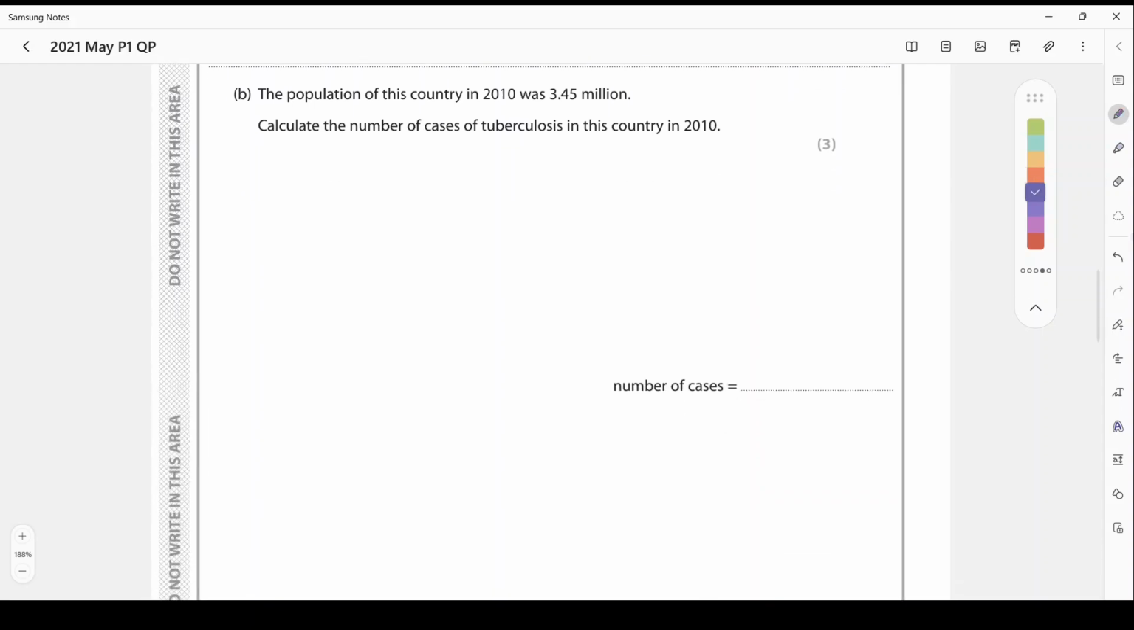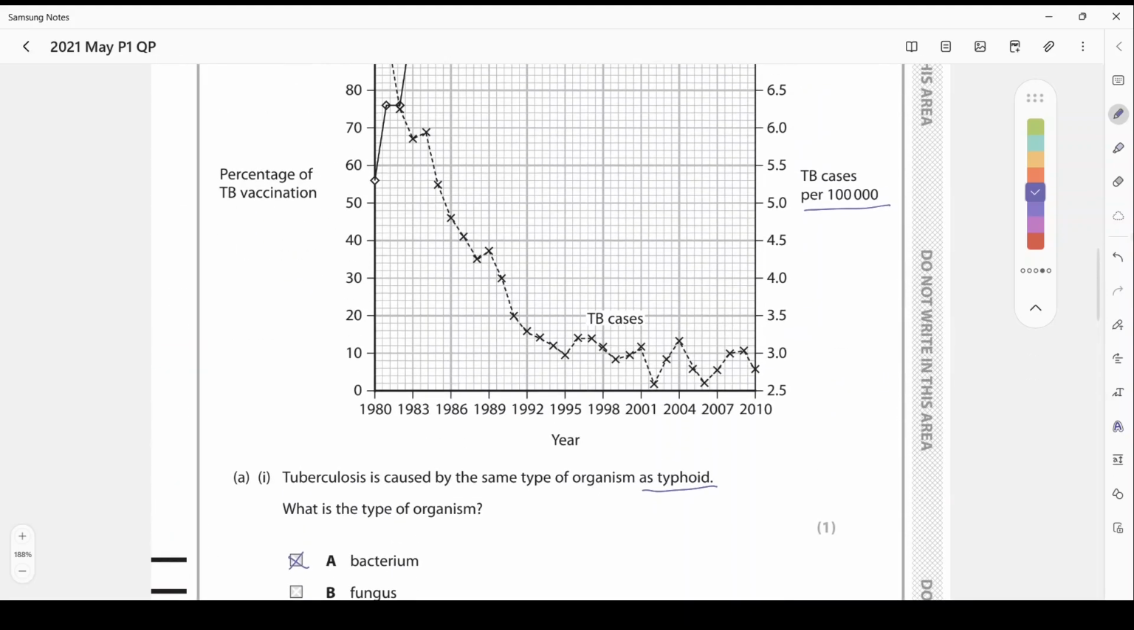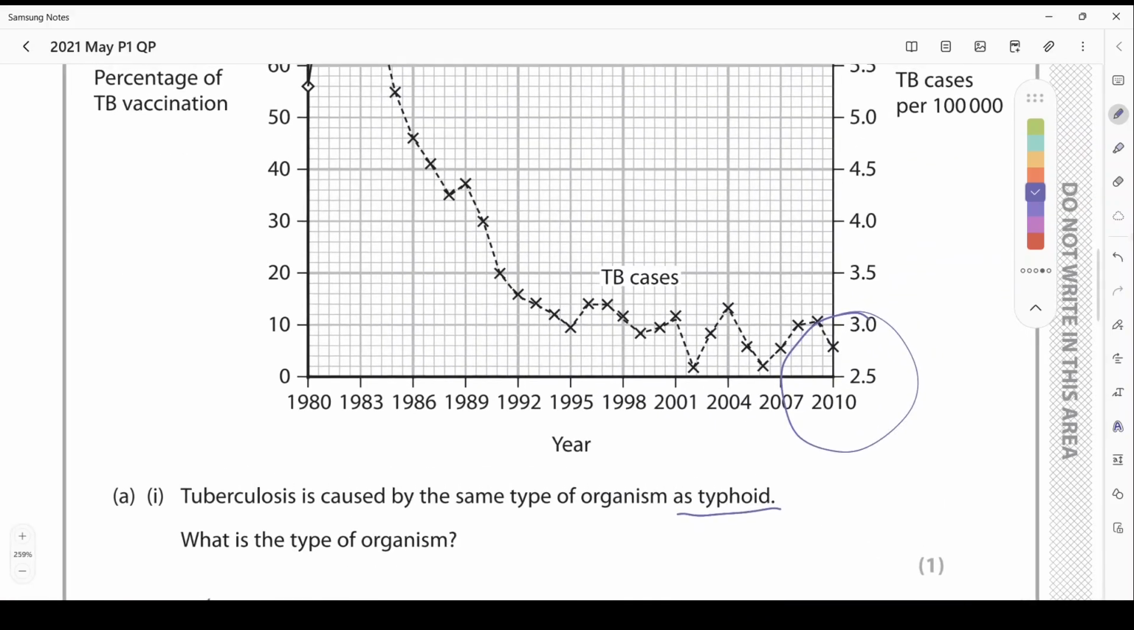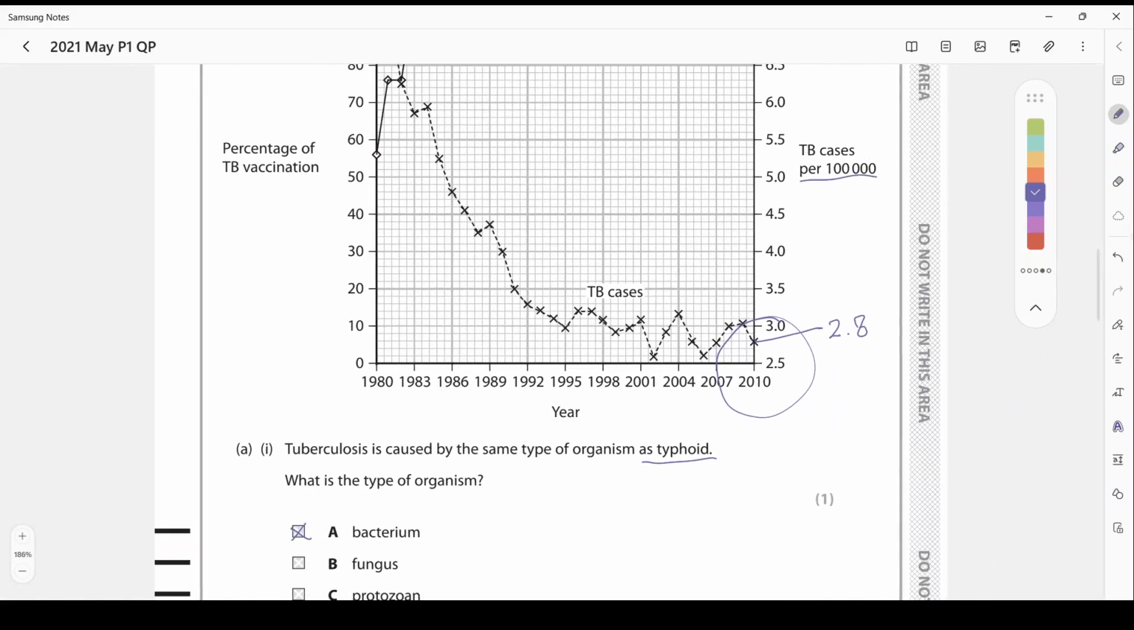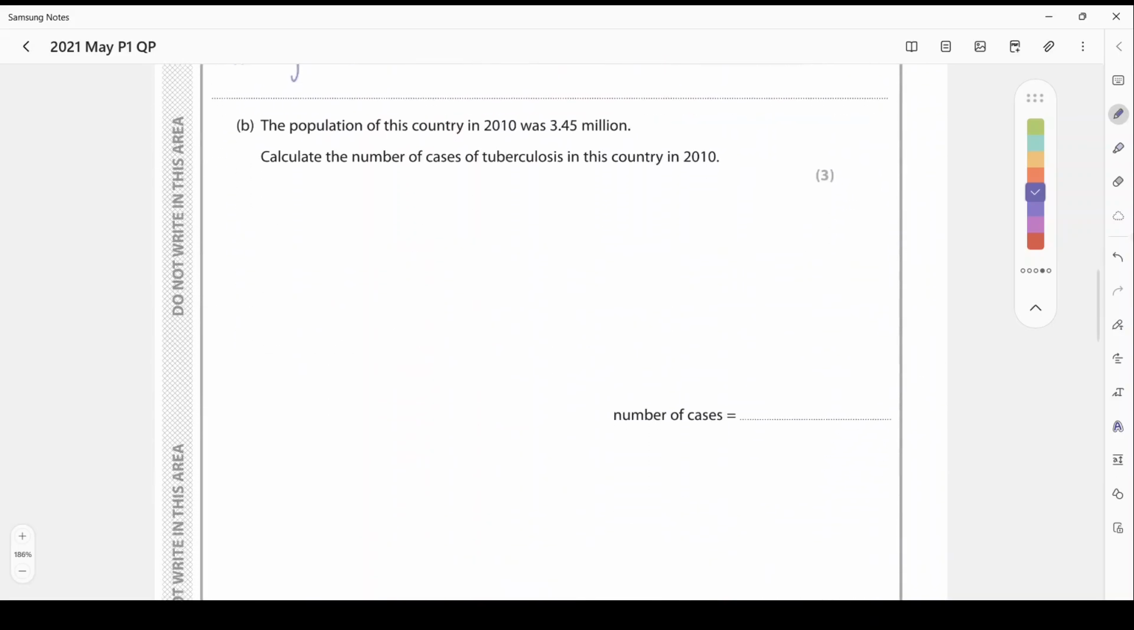So the population of this country in 2010 was 3.45 million. Calculate the number of cases of tuberculosis in this country in 2010. So we'd scroll up for this. And over here, 2010, we can see that this point here is 2.8, right? Because every point is 0.1. So 2.6, 2.7, 2.8, 2.9, 3.0. On the marking scheme, it says 2.75, but I don't think that point lies in the middle. I think it lies exactly at 2.8. So this is 2.8 per 100,000. So I'm just going to write that down.